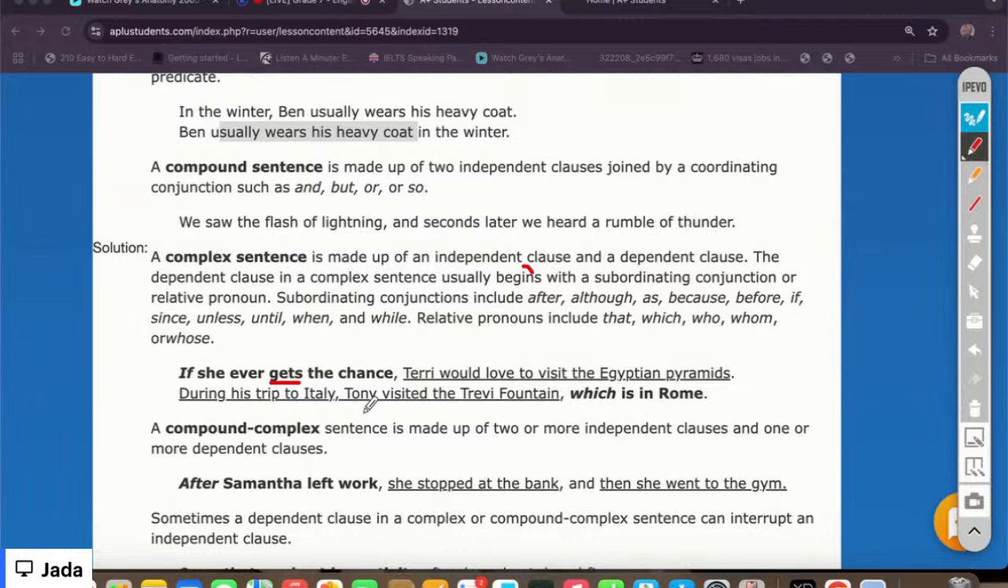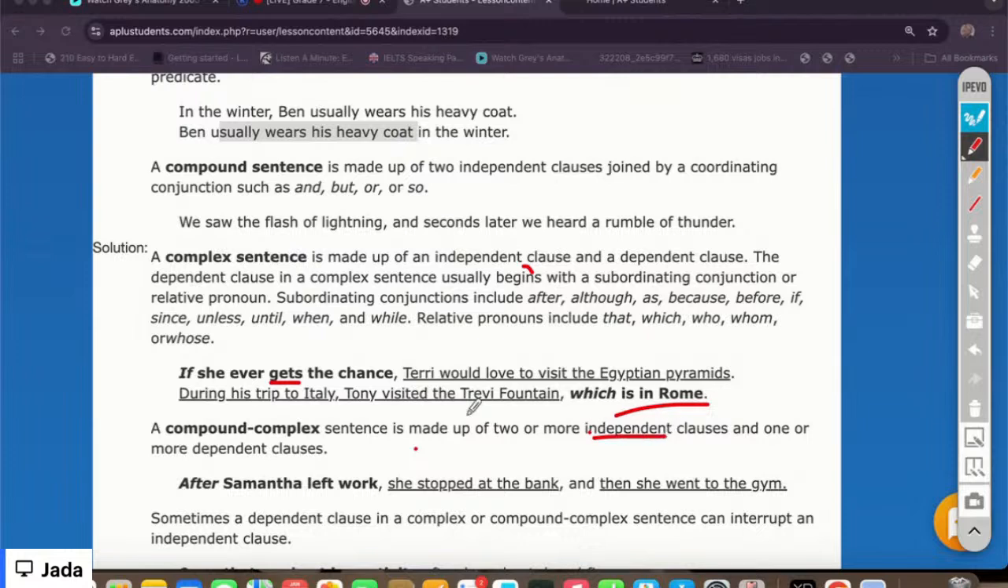So "which" is a relative pronoun, which means that the second part of the sentence is the relative pronoun. Now, a compound-complex sentence. After the complex sentence, we have compound-complex. A compound-complex sentence is made up of two independent clauses and one dependent clause.